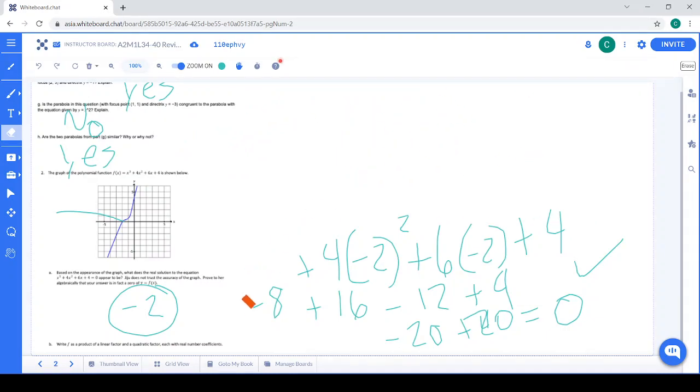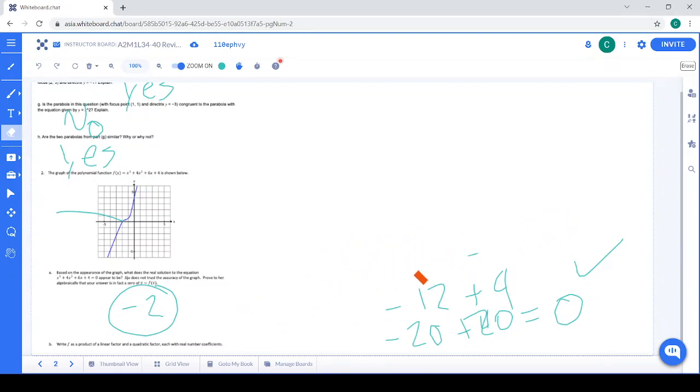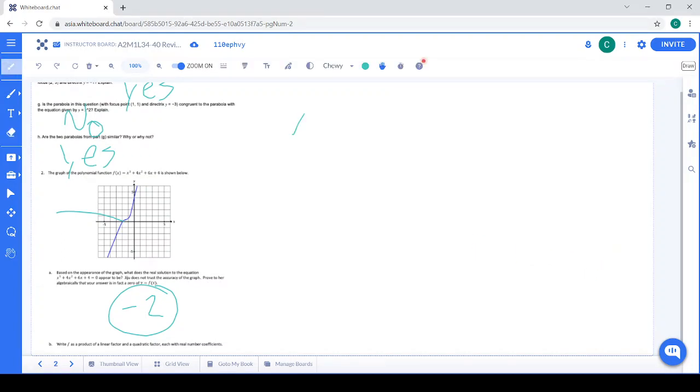And I'm going to go ahead and erase this. So we're just going to do long division and solve. So we're going to have x, and remember though, this is going to be +2. Okay, if our real solution is -2, then that's going to be +2. And then we're going to have x cubed plus 4x squared plus 6x plus 4.